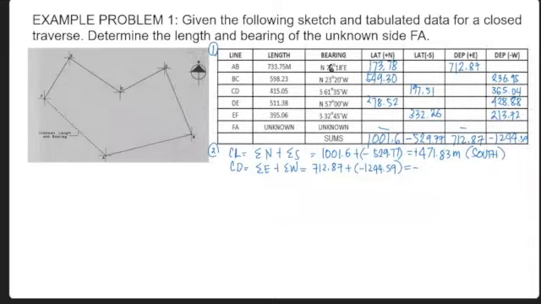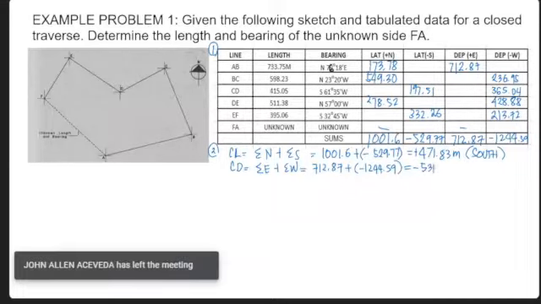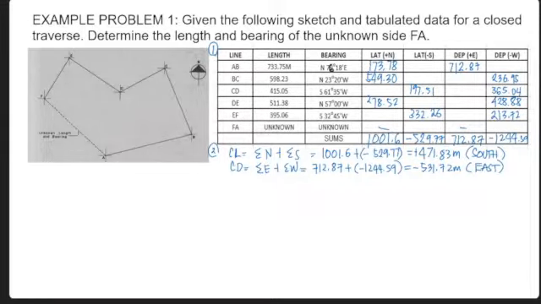And for CD, our departure is negative 531.72 meters. Therefore, this is on the east. Okay. So, kapag sinulat natin yung bearing, this is on the southeast. Now, next is our length.